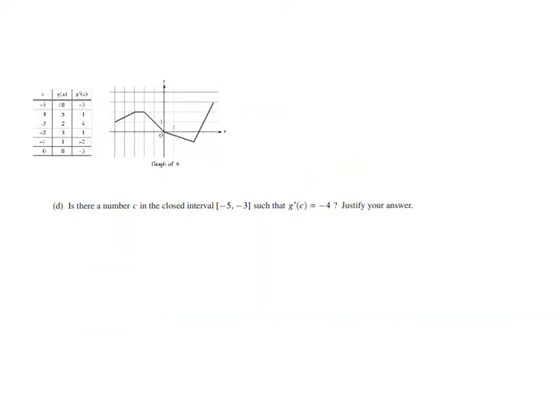Part D, is there a number in the closed interval such that g prime is equal to negative 4? So again, anytime they're asking for a derivative, they're implying one of these theorems, either IVT or MVT. And because they said slope, again, think back to your 8th grade slope. Slope is equal to m. M stands for the MVT. Okay, so the first thing I'm going to do is check two things.